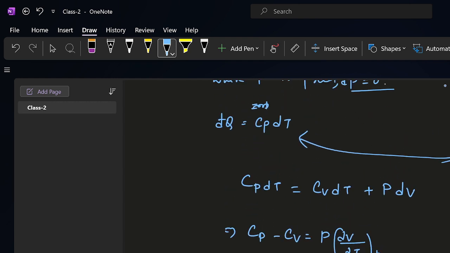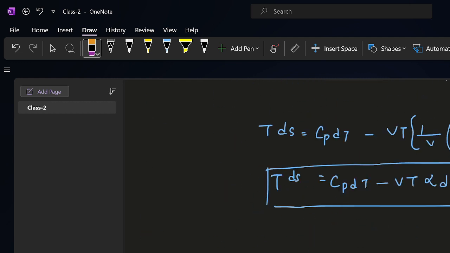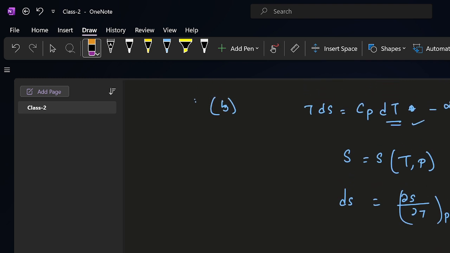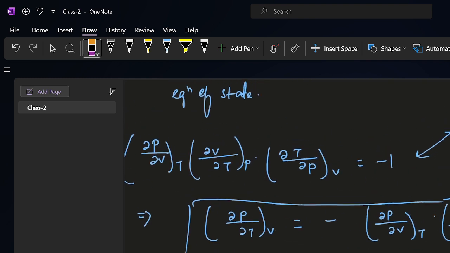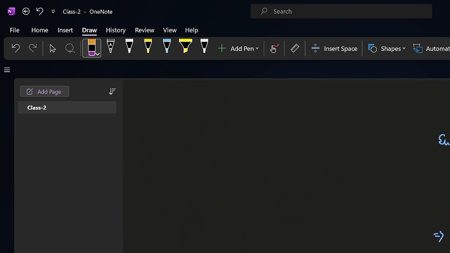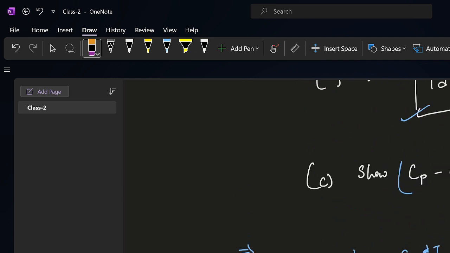Sorry, there was a mistake. Not exactly a mistake, but this is not the standard form that we were asked to get, because we also had Cp minus Cv in terms of alpha and Kt both, right? So we also had to get Kt. For that we have to simplify further.